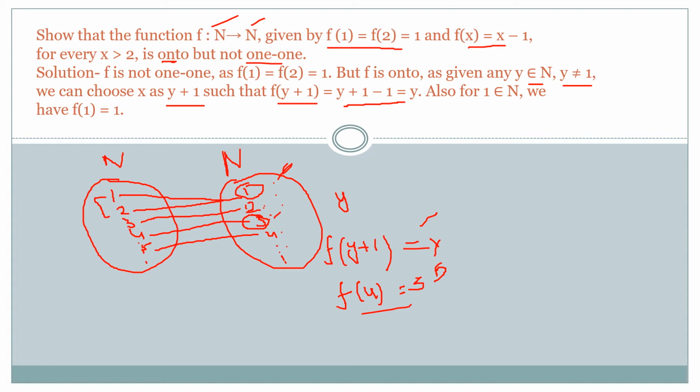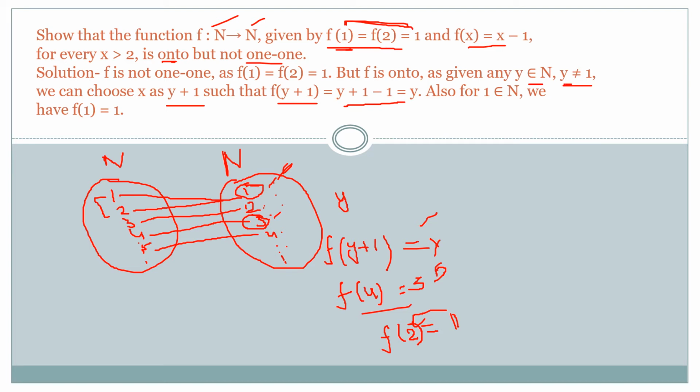What about 1? We have already defined that 1 is mapping to 1. So this condition cannot be true for 1. Why? Because we are saying that the pre-image of a number is 1 more than it, so according to that the pre-image is 2. So what about 1? According to this there will be no pre-image, but to make this function onto, we have already defined that the image of 1 is 1.